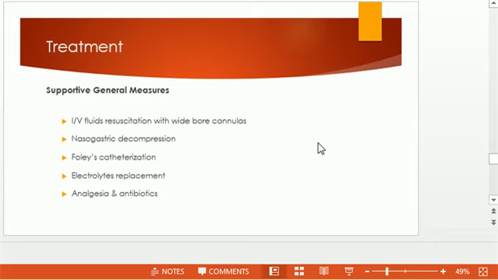These patients also require analgesia and antibiotics. Why antibiotics? Because these patients have intestinal obstruction, there is stagnation of the contents, bacteria flush into these contents, and when there is decompression, they can cause problems. So adequate coverage with antibiotics is needed. These are the supportive general measures which are done for these patients before any intervention.